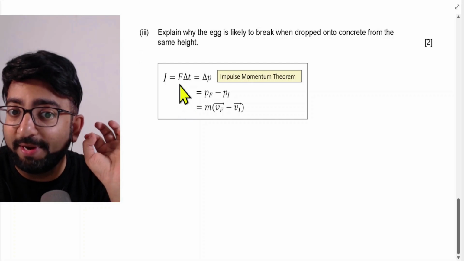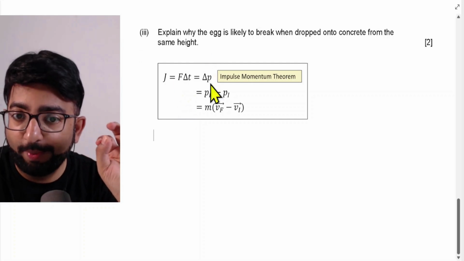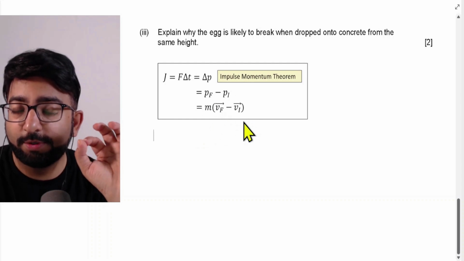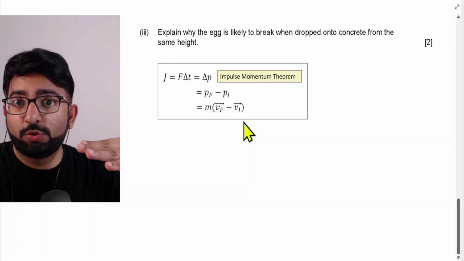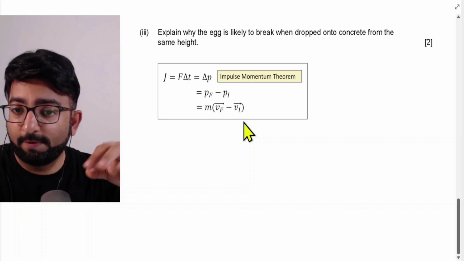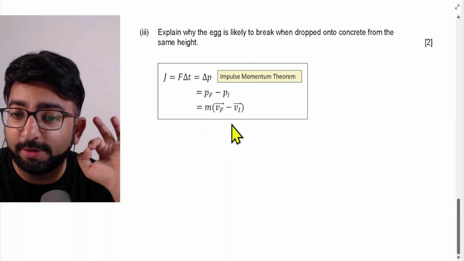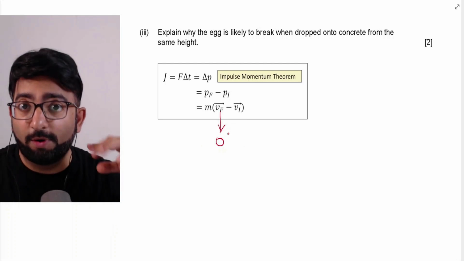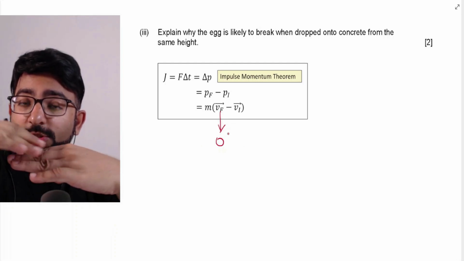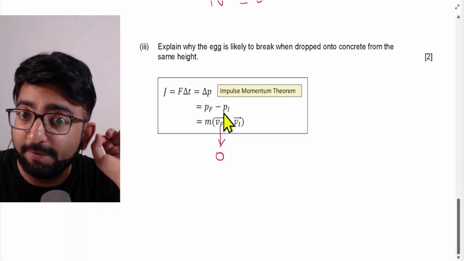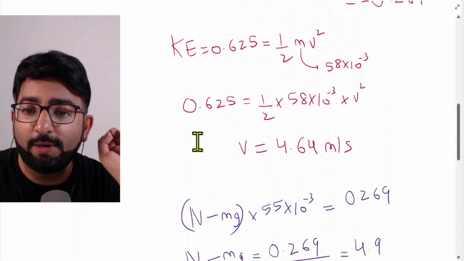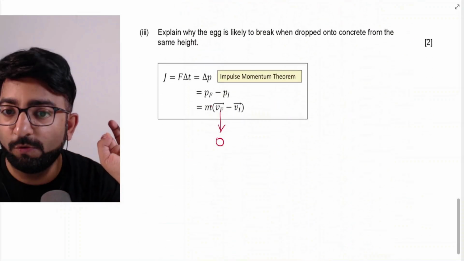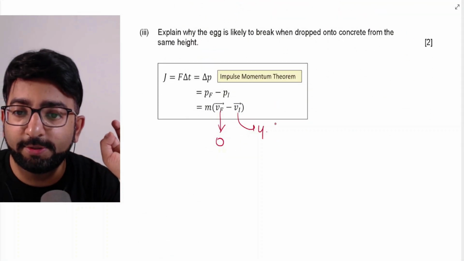So the value of F delta t is equal to the change in momentum, which is equal to m times final velocity minus initial velocity. Now, since the egg is supposed to come to rest after hitting the surface, the final velocity is 0. Let's write that down. And initial velocity is the velocity of the egg just before hitting the surface. In the previous case, we had figured out the value of that v to be 4.64 meters per second. So v initial is 4.64.